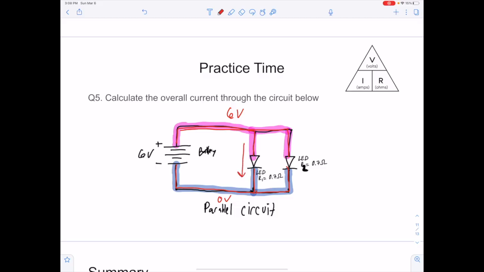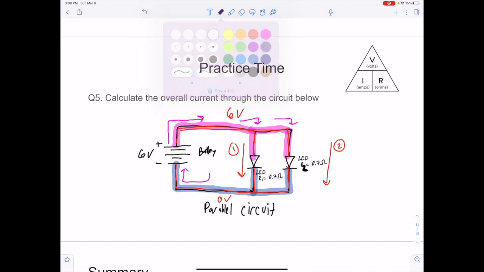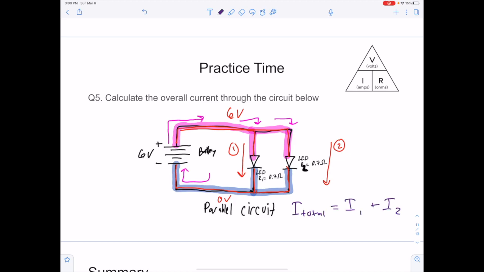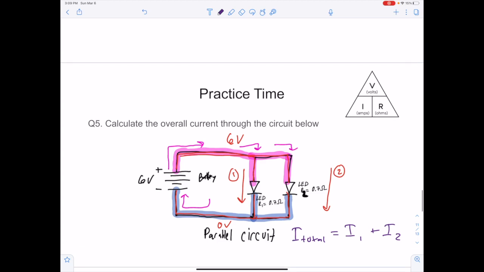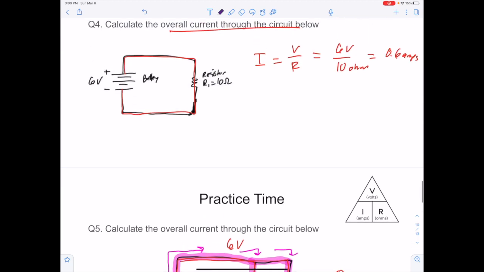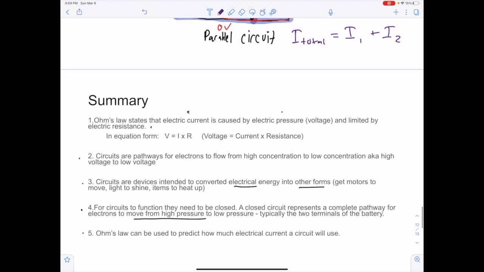So what is the current flowing through here? Let's call this 1. And what is the current flowing through here? Because the overall current is going to come from our battery, right? Like that. And it's going to break up, and it's going to go into here and into here. So our total current equals the current through 1 plus the current through 2. We'll let you solve that on your own. It's the same method. You should do it for this part and this part, just like you did it up here. Okay, let's read our summary.